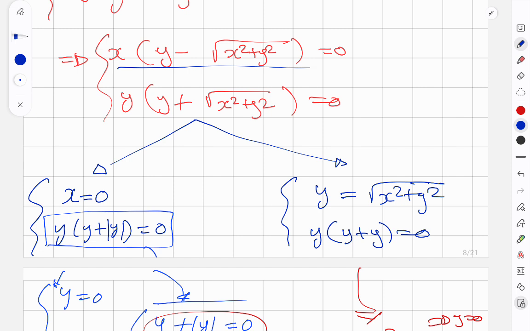This is also an option and a solution. As he said, both of them are equal to 0. I get 2y square equal to 0, so y equal to 0. If you substitute over here, you will get x equal to 0. Same thing.